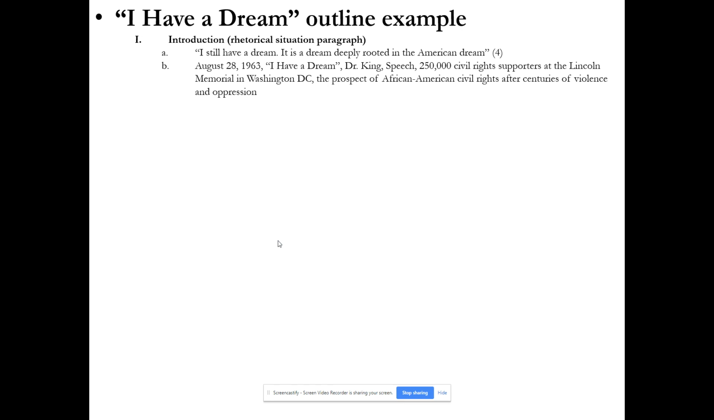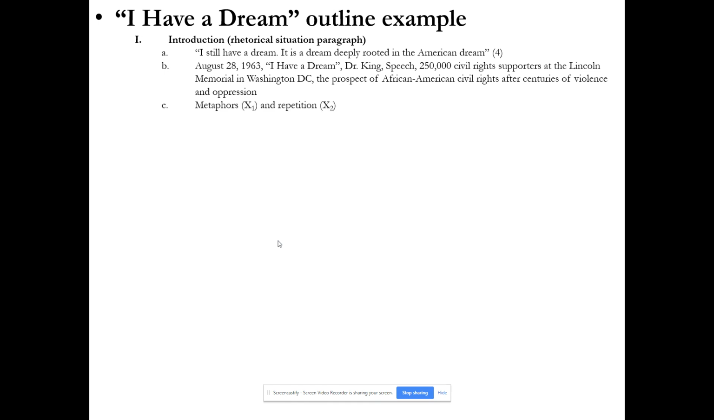It's covered already. Audience is 250,000 civil rights supporters at the Lincoln Memorial in Washington, D.C. Right. The purpose comes later. The subject, prospect of African American civil rights after centuries of violence and oppression, and that statement, of course, also captures the subject, and then speaker, of course, is Dr. King. We already have that. So that's all the pieces.